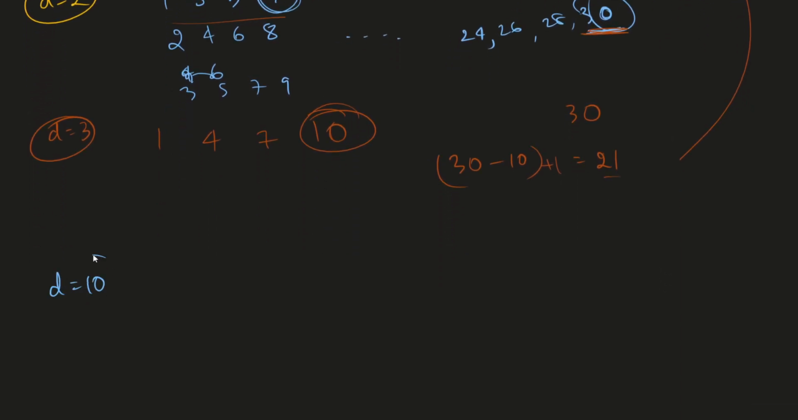Let's take d equals 10. Well, d equals 10 does not hold. Why? Because 1, and then you add 10 to it, so you get 11, then you get 21, and then you get 31. This is out of range. So d cannot be equal to 10.